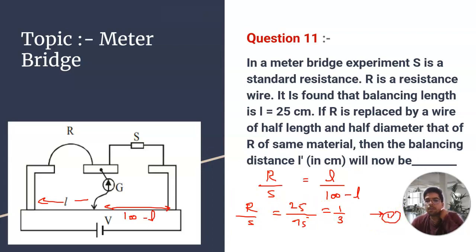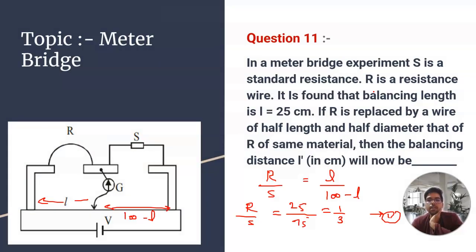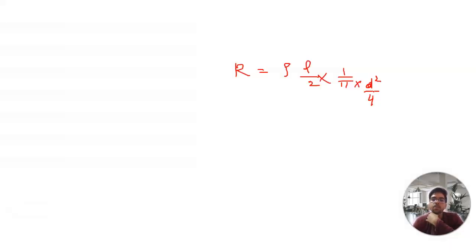Now if R is replaced by a wire having half length and half diameter. So what is the formula of resistance? Very easy question. R is equal to rho L by A. Area is pi r square, which is pi D square by 4, as r is D by 2. Now they are saying half diameter. Half diameter means this is half. So finally you will get the value of this R.